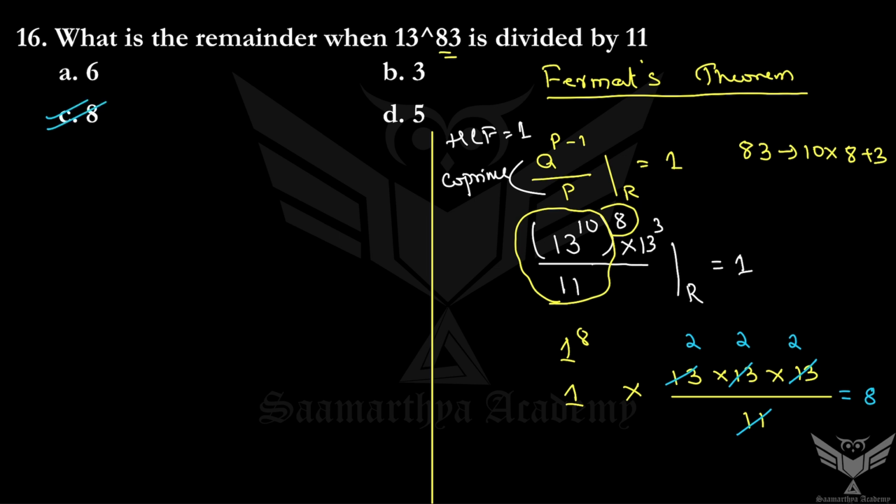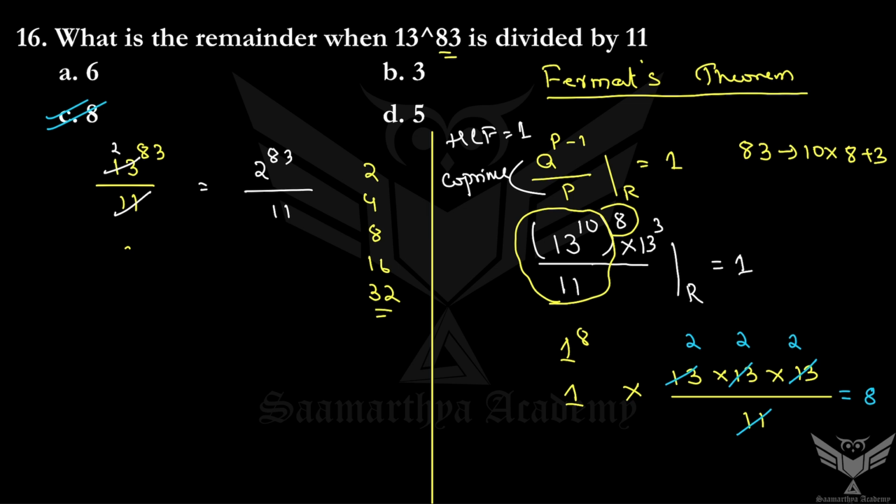This is one way. Now the other way of solving is directly. You can solve 13 by 11. If you divide by 11, remainder is 2. So it becomes 2 power 83. Since this is more than 11, we have to continue dividing. Now we have to take the nearest exponent of 2 so that it is divisible by 11 or very close to a multiple of 11. So what are the powers of 2? 2, 4, 8, 16, 32. Now see, 32 is very close to a multiple of 11, that is 33.